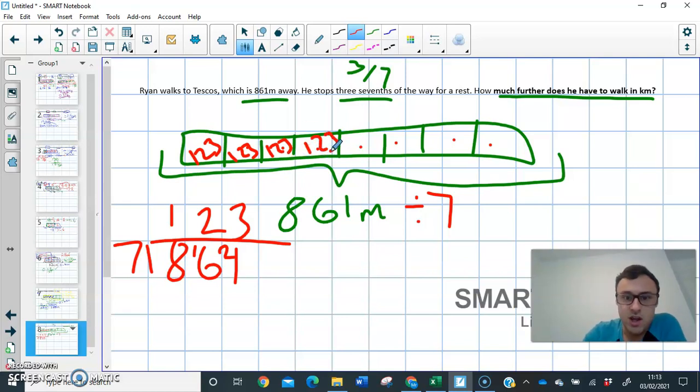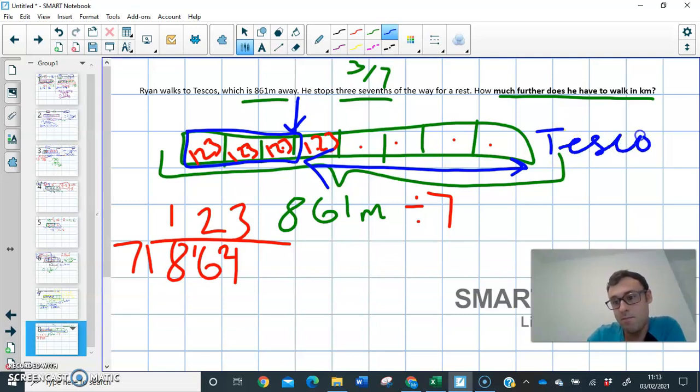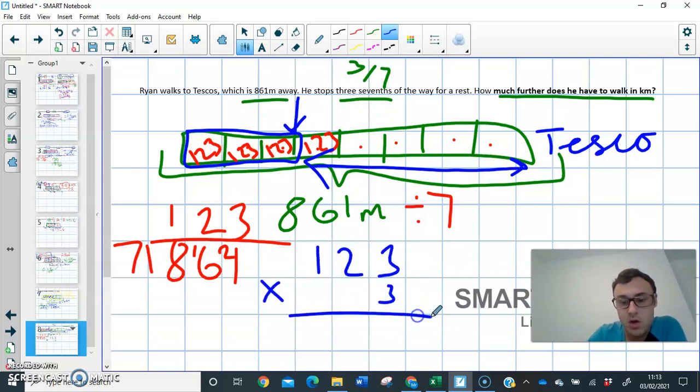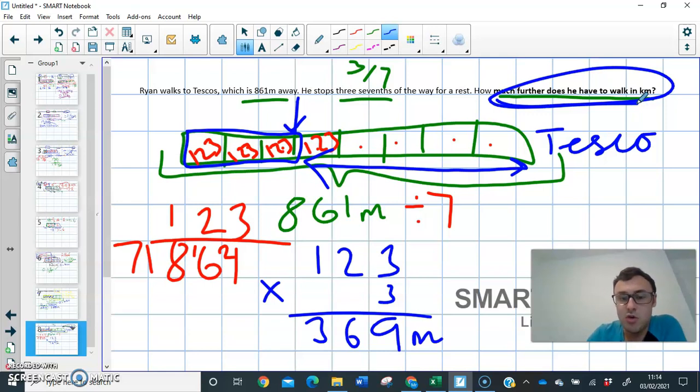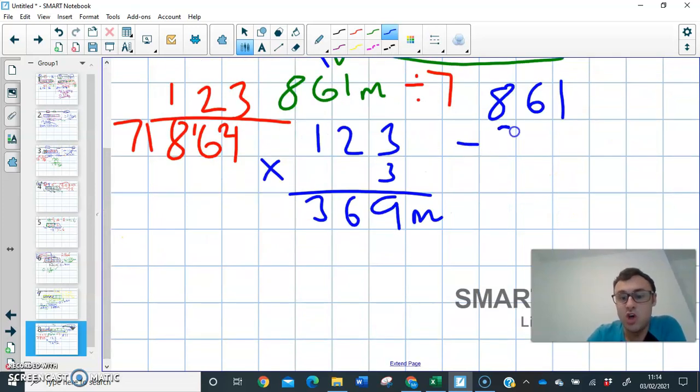Now, I then need to say, okay, he stops 3/7 of the way. So this is where he stops, just here. He still has all this part to walk. Okay, this is Tesco's at the end here. Now, so I can work out how far he's walked by doing 123 times 3, which is 369 metres is how far he's walked. So the question, though, says how much further does he have to go? So I then need to do my starting number, the total distance, which is 861. I need to take away how much he's already walked, which is 369.